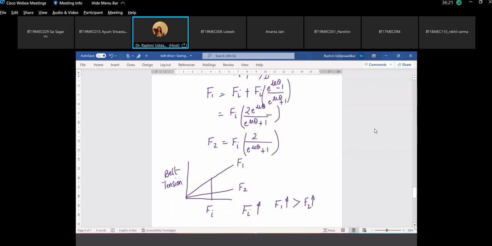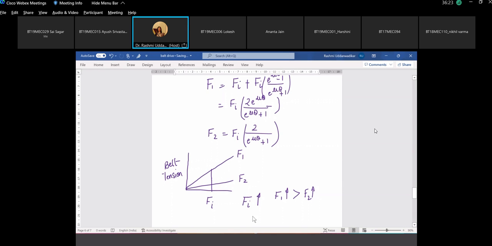Or with the increase in belt tension, initial tension, F1 minus F2 also increases. So as you go on increasing the value of initial tension, the difference between F1 and F2 increases. And F1 minus F2 is responsible for the power transmission capacity. So a higher belt tension will always give you a higher power transmission capacity, but then again you cannot increase the value of Fi to any given range because this F1 also has a limitation.